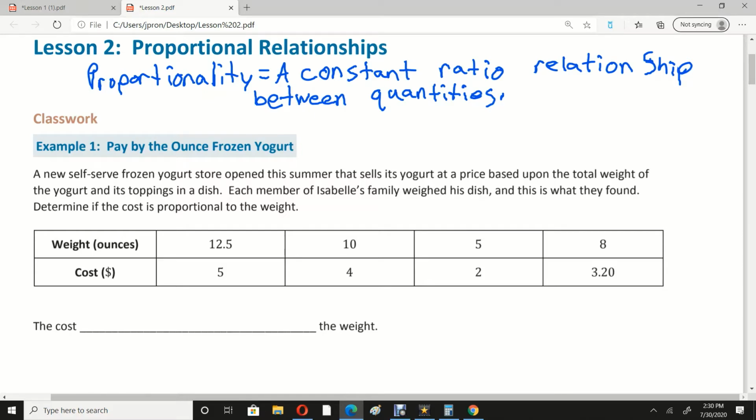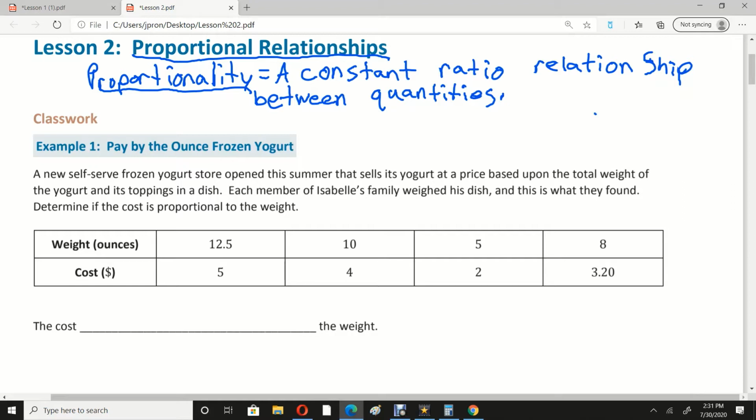Welcome back, 7th grade. So we're in your Eureka workbooks, Module 1, Lesson 2 today, and we're going to continue our discussion on ratios by talking about proportional relationships. Now, proportionality, maybe you've heard this word, maybe you haven't. Proportionality is a constant ratio relationship between multiple quantities.